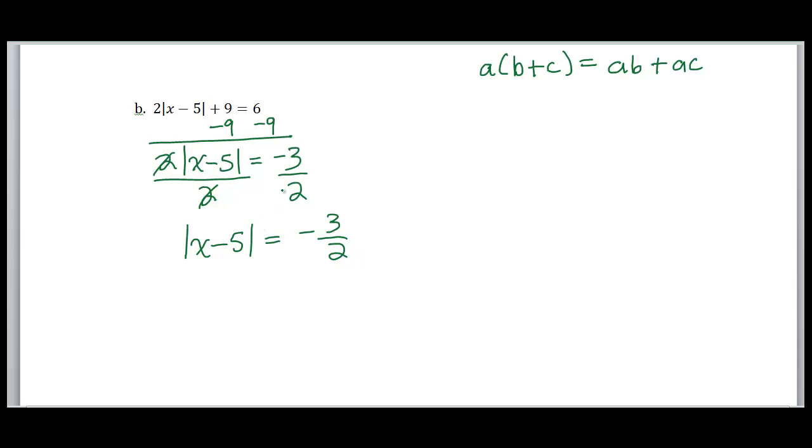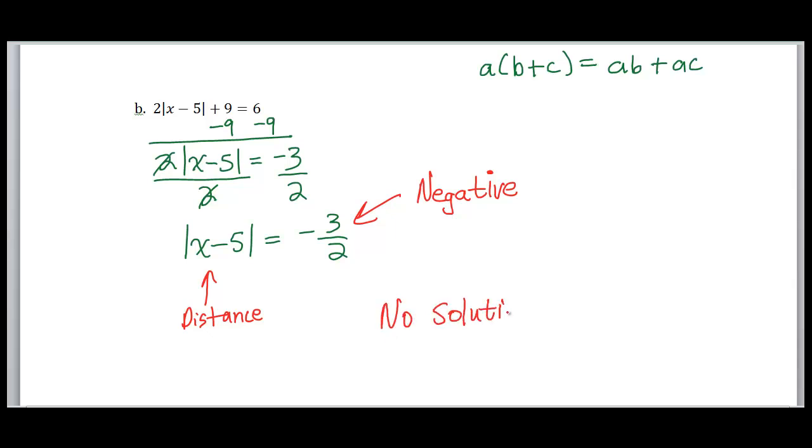Now, in order for me to continue here, I need to make sure that I have my absolute value completely isolated, and I also have to make sure that I have a positive number on the other side. This is negative, as you can see. And since it's negative, remember, absolute value represents distance, and distance from 0 can never be negative. Therefore, I'm going to stop trying to solve this problem. I know that I have no solution. And remember, the symbol for no solution is the empty set.